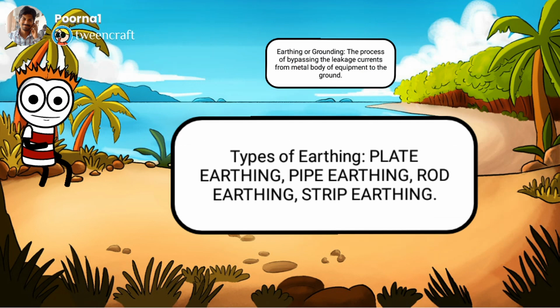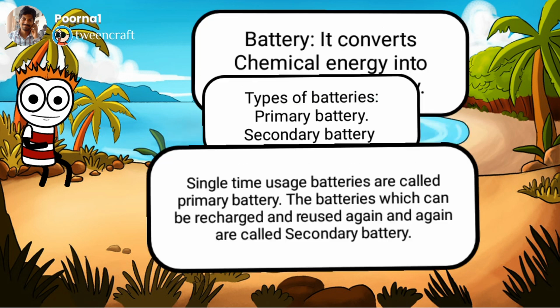Earthing or grounding: the process of bypassing the leakage currents from the metal body of electrical equipment to the ground is called earthing or grounding. There are 4 types of earthing: plate earthing, pipe earthing, rod earthing and strip earthing.